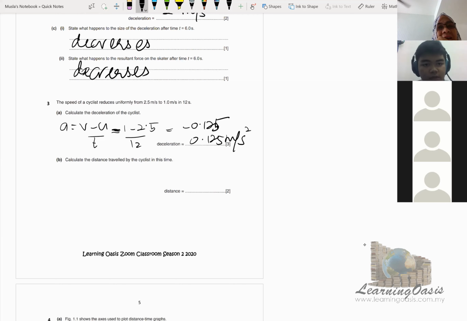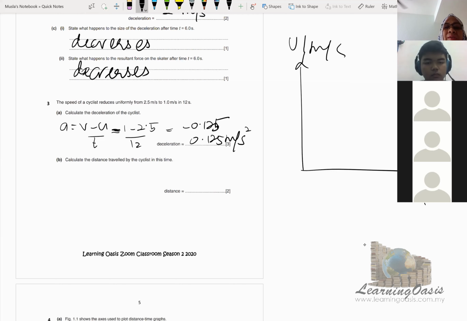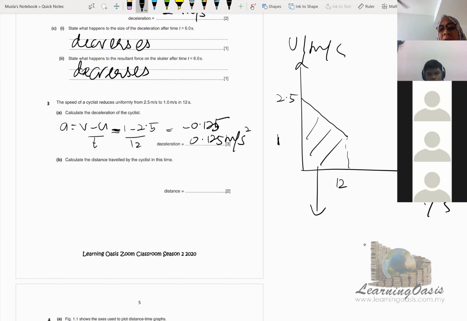Half times 2.5 plus 1. What formula are you using? The trapezium. In O level, you don't have s equals to ut plus half at squared. You do your SPM, you have that formula. In O level, what you do is simply: speed of a cyclist reduced uniformly from 2.5 to 1, time taken is 12. So this is a trapezium: half times 2.5 plus 1 times 12.